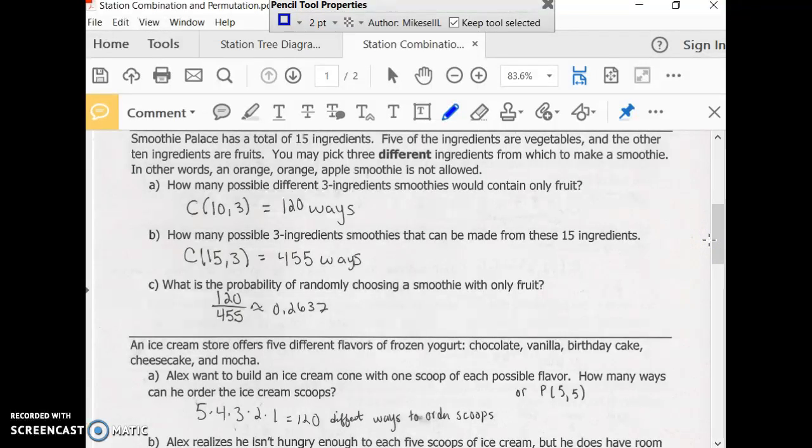Next one. You're going to the smoothie place. You get 15 ingredients. 5 of them are vegetables. 10 of them are fruit. First question, how many possible 3-ingredient smoothies would contain only fruit? It's a combination. 10 choose 3, 120 ways. How many can you get out of the total? That's going to be 15 choose 3, which is 455 ways. So what's the probability of randomly picking a smoothie with only fruit? 120 over 455, which is 0.26537.